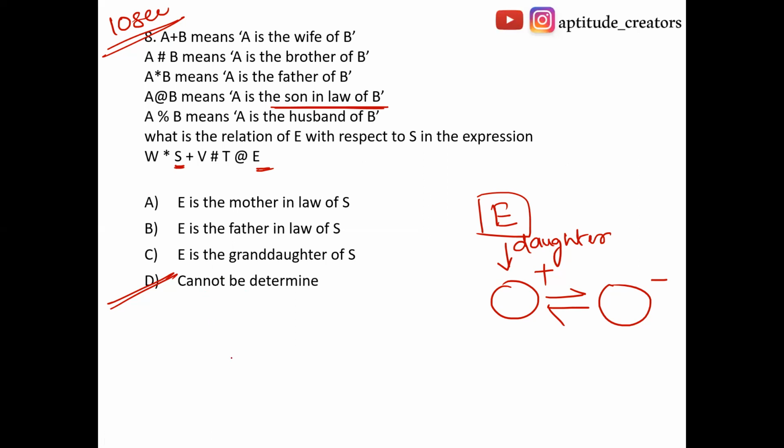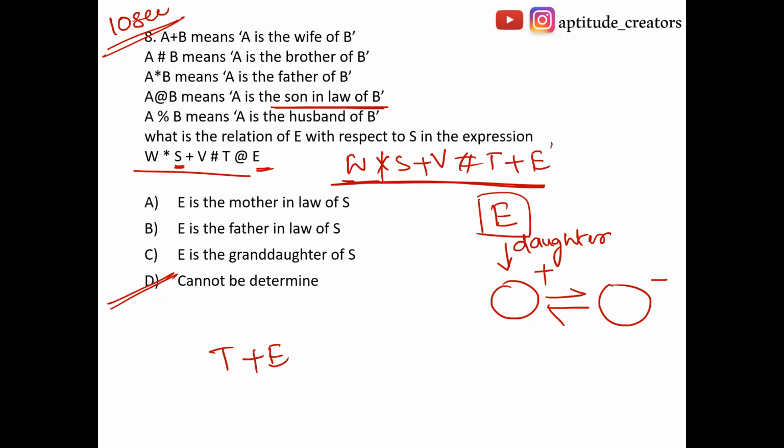If the question is saying like this, T plus E, what is the relation? W into S plus V hashtag T plus E. If the question is asking like this, you can give the answer, because what is T plus E? T is the wife of E. Correct. Here you are getting the gender of E. But in this case, you are not getting the gender of E. That is the reason you cannot give the answer. Yes. I hope it is clear.